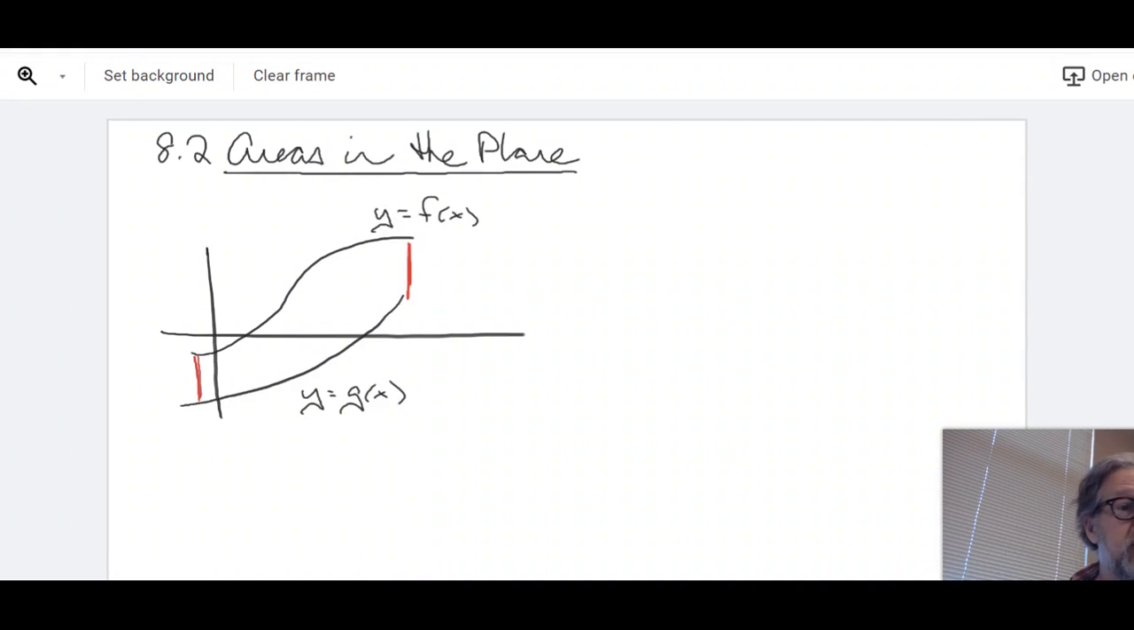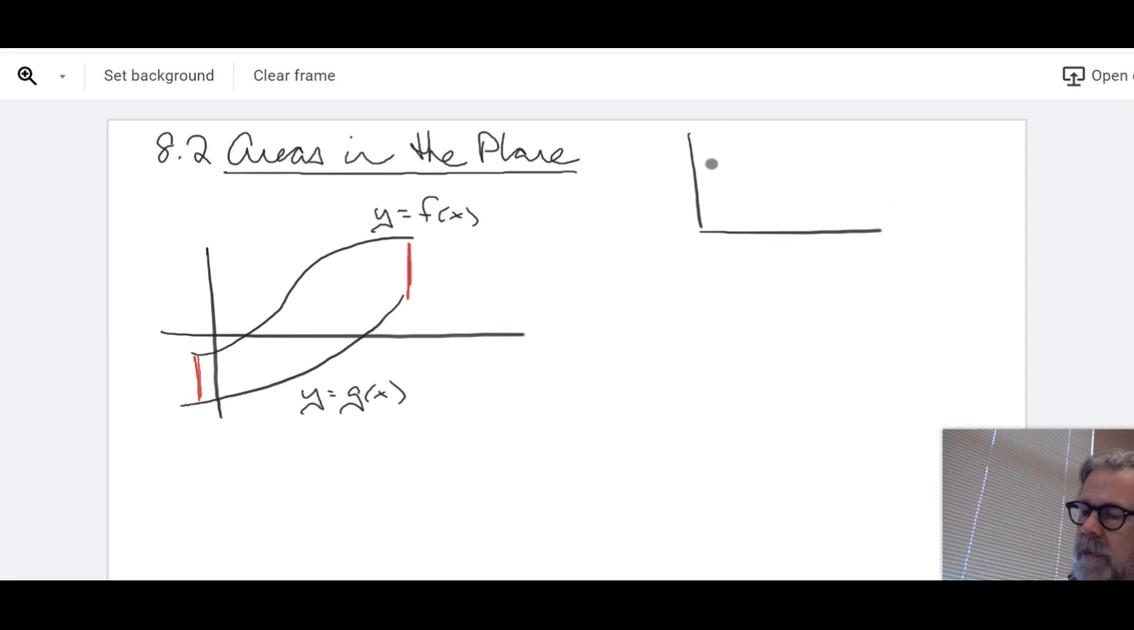Right, welcome to chapter 8.2 in our calculus book, Areas in the Plane. This is a pretty straightforward and simple, I think, process, so it shouldn't take too long to go over.